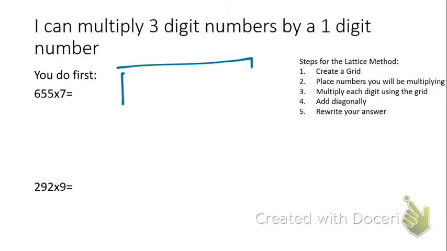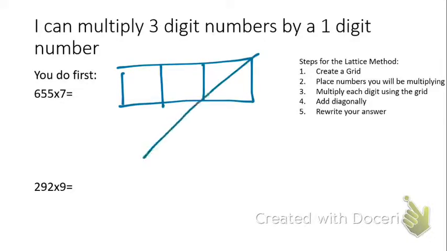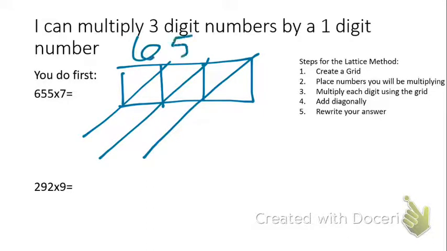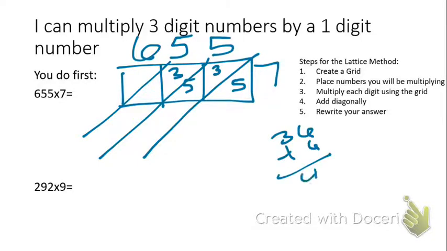Okay, hopefully you started off with your grid like this, and then you did corner to corner, a little extra, and then you placed your numbers. And then you just started multiplying. 5 times 7 is 35. 5 times 7 is still 35. 6 times 7. Well, 6 times 6 is 36. If I don't know, I can add 6 more, and I'm going to get 42.